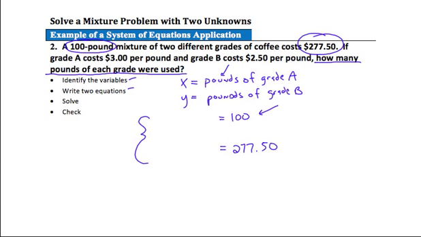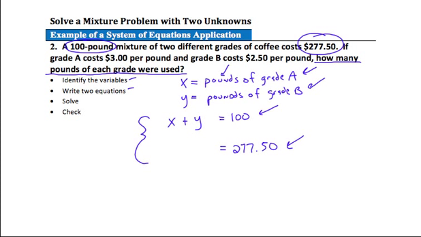Now that I've written down my two totals, let's go back to the problem and figure out how to write these equations. The first equation has to do with the pounds of coffee. We have two different grades, grade A and grade B, and altogether we have 100 pounds. X is the pounds of grade A, Y is the pounds of grade B. So if I add the pounds of each together, X plus Y, that gives us a total of 100 pounds. That makes sense: altogether, we have to come up with 100 pounds.